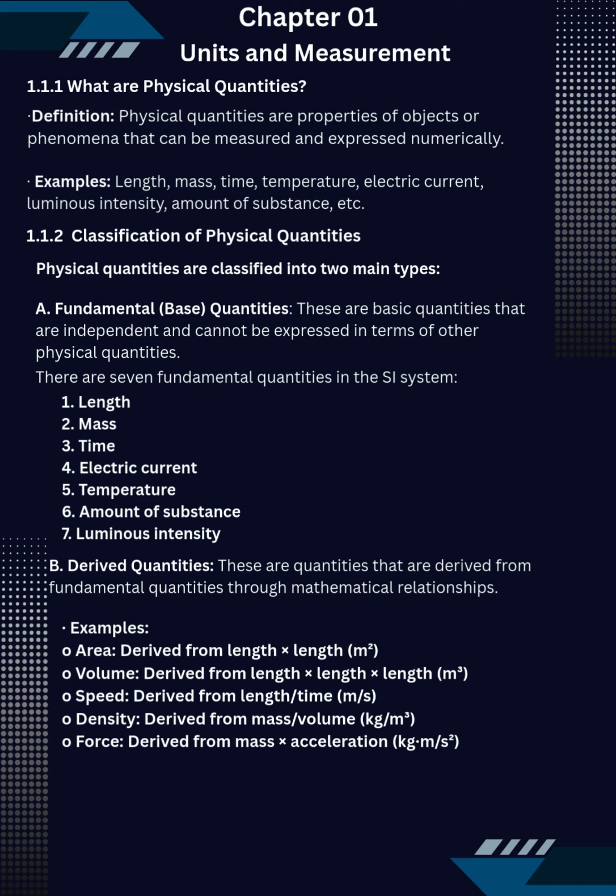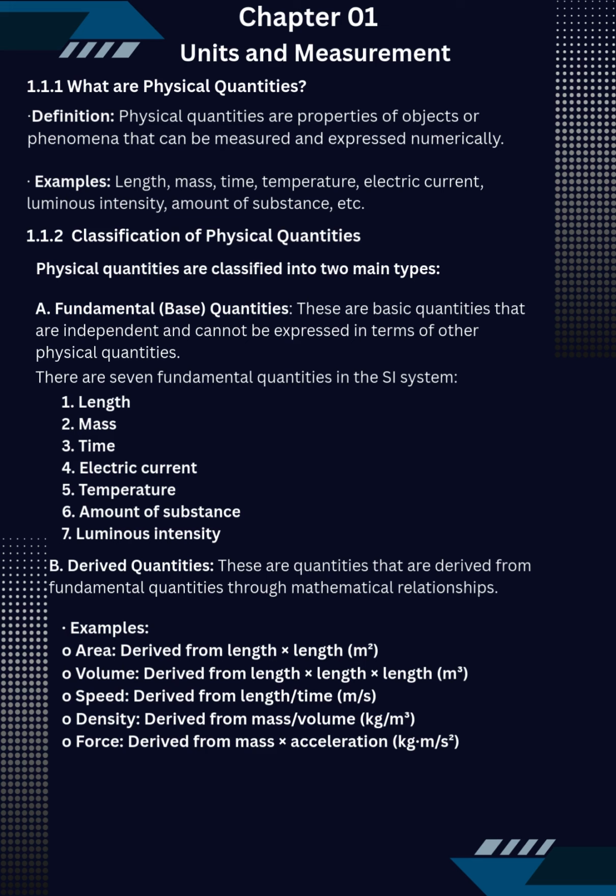Fundamental quantities. These are basic quantities that are independent and cannot be expressed in terms of other physical quantities. There are 7 fundamental quantities in the SI system: length, mass, time, electric current, temperature, amount of substance, luminous intensity.